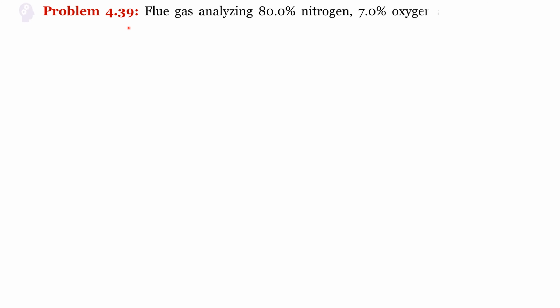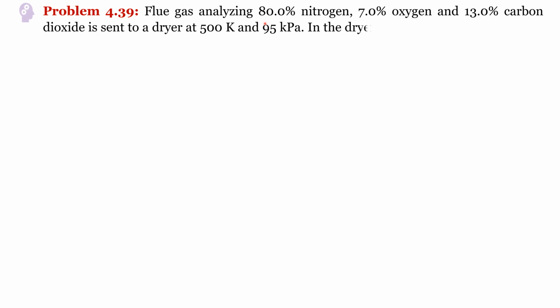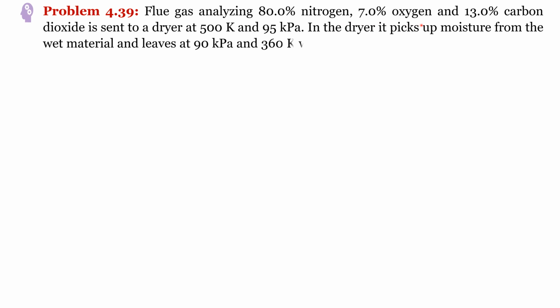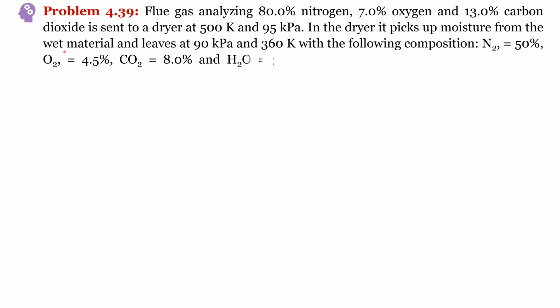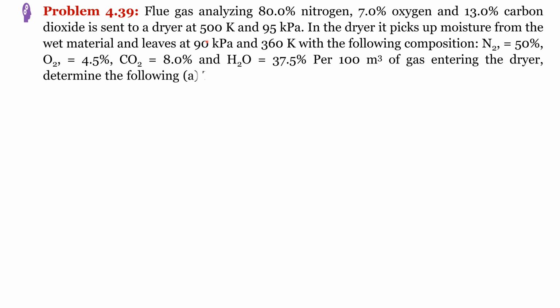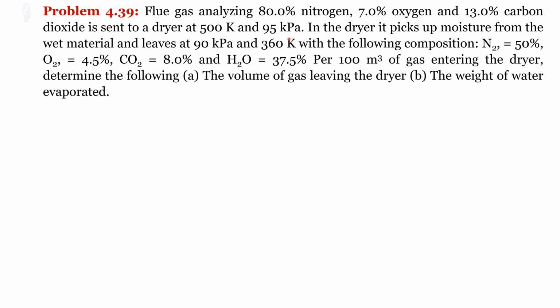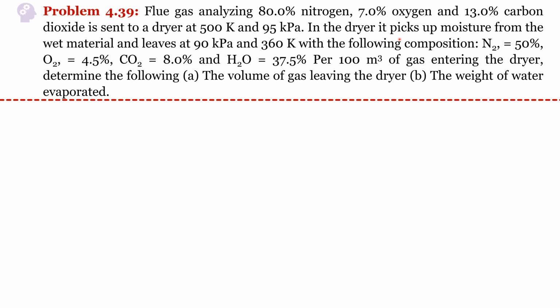Problem number 4.39. Flue gas analyzing 80% nitrogen, 7% oxygen, 13% carbon dioxide is sent to a dryer at 500 Kelvin and 95 kilopascal. In the dryer, it picks up moisture from the wet material and leaves at particular conditions, and the composition of leaving gas is also given. Per 100 meter cube of gas entering the dryer, determine the following parts. So we can take 100 meter cube as our basis. Then we can do the calculation.